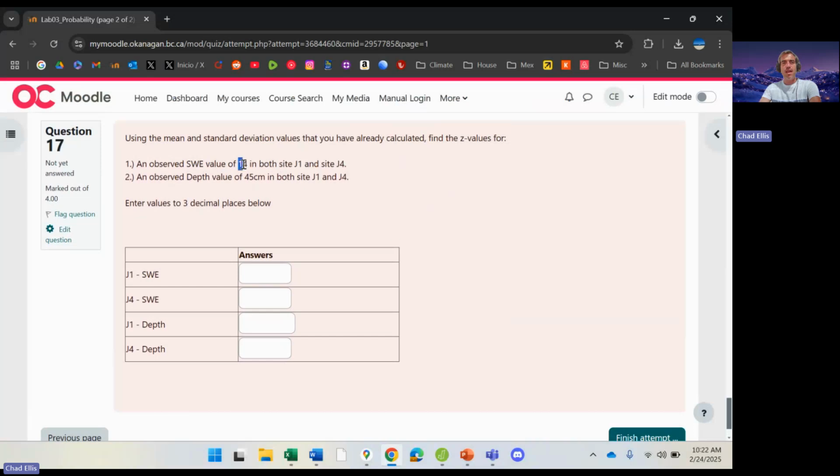So imagine that we have an observed SWE at both site J1 and J4. We're going to take that 14, that's going to be our X, our observed value, minus from that the mean, which we determined before, divided by the standard deviation, which we determined in the descriptive stats, and that's going to be our Z value. And you're going to enter the Z value for each of these sites and variables up to 3 decimal places.